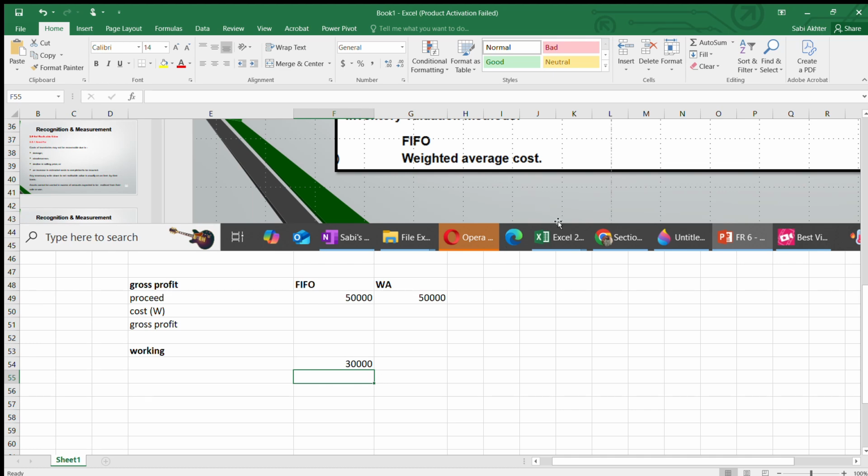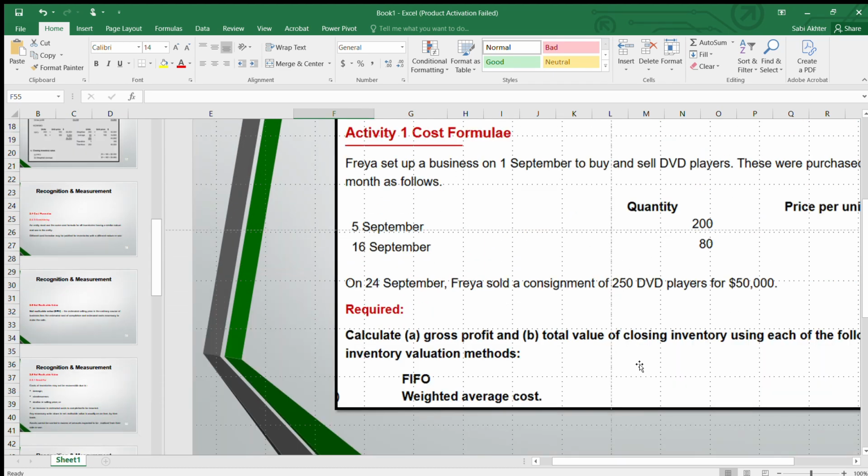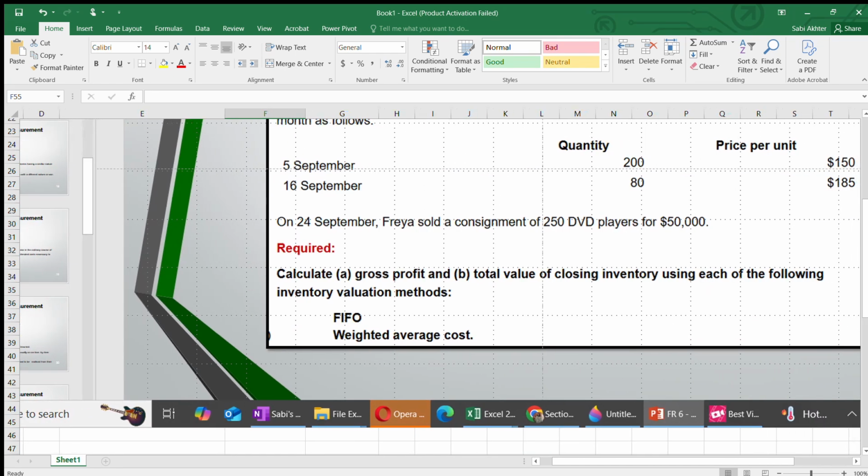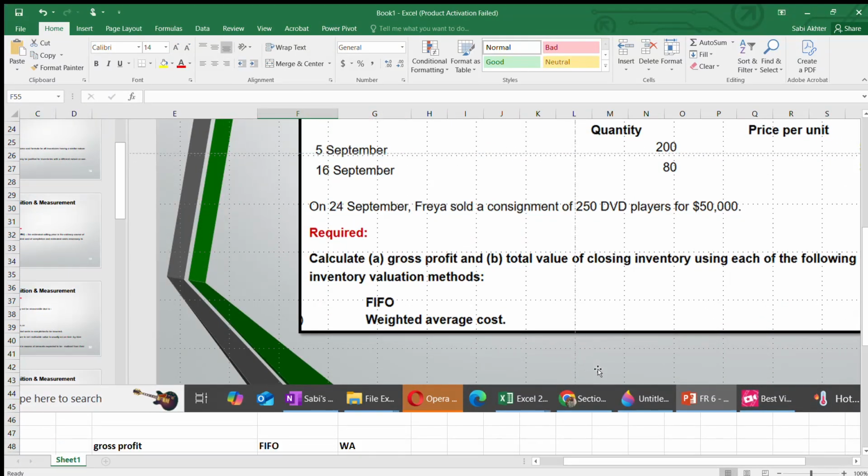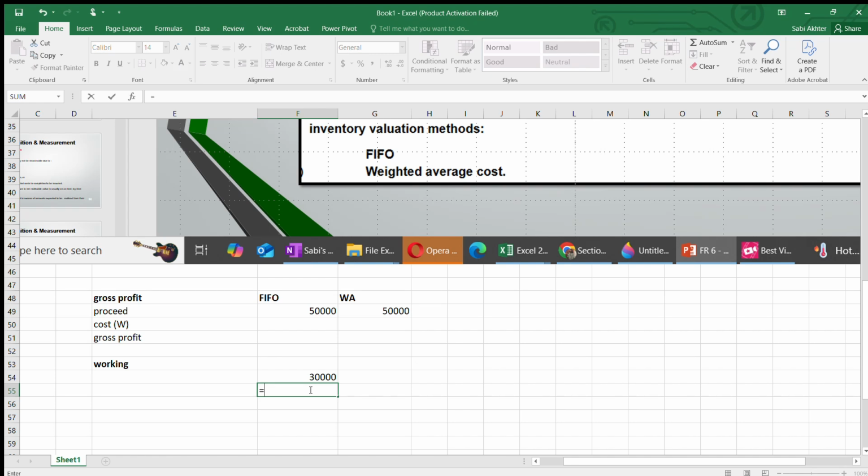So now that 200 totally went. Now the balance 50 will sell from this lot, that is 80. And the price is 185. So 50 into 185. And now we'll use the sum function and get the total. So the total is 39,250. This is the amount that I have to deduct from here. So minus 39,250. Done. Using the sum function, I can easily get the gross profit. So under FIFO, the gross profit is 10,750.